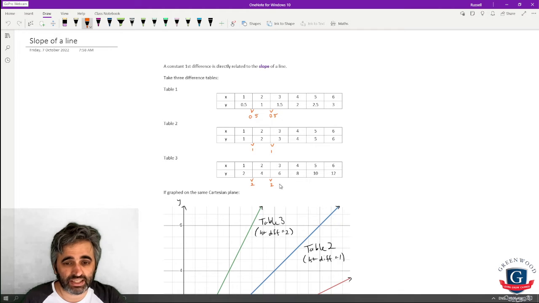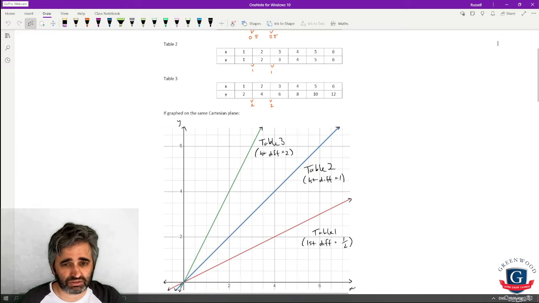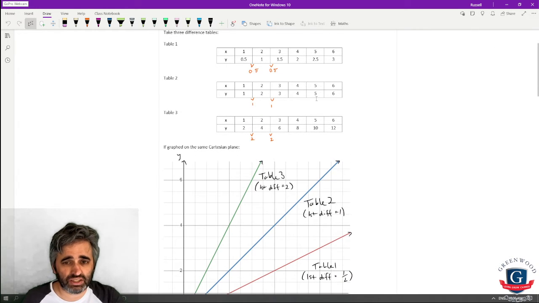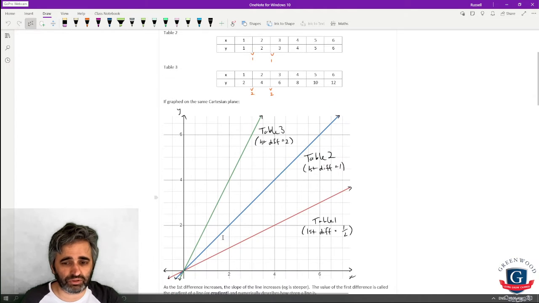Table 3 has a constant first difference. It's increasing by 2 each time. It's going to form a line. So let's have a look at table 1 as a graph. If we graph this as a set of coordinates, (1, 0.5), (2, 1), (3, 1.5), we're going to get this line here, and it had a first difference of a half.